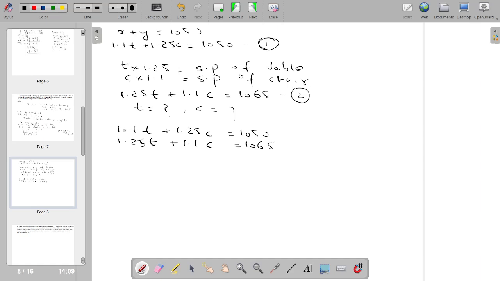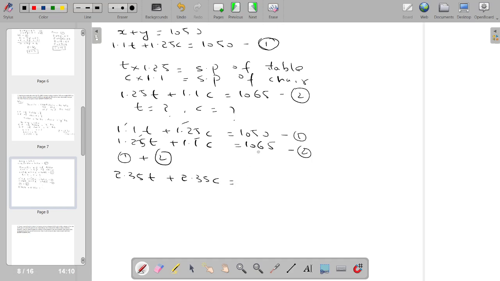1.1, the coefficient of T in equation 1, matches with the coefficient of C in equation 2. See here, 1.1 matches here, 1.25 matches with 1.25. We have solved this kind of linear equations. So now what we can do in this case is do 1 plus 2. We are not applying the elimination method or substitution or cross multiplication method here. We will be doing 1 plus 2 so that we will be getting 2.35 T. I will solve a little bit fast here because we have already solved these kind of equations previously.